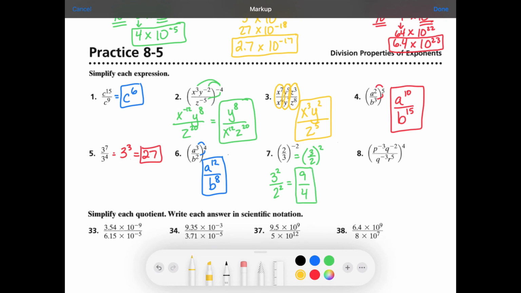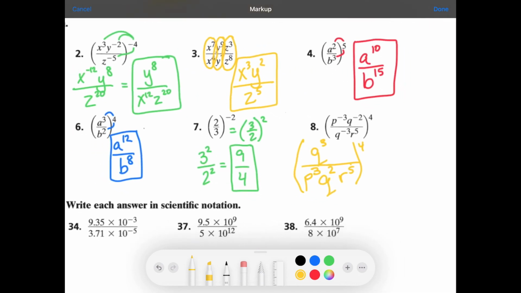So number 8, this is ridiculously tricky. But you know what? Let's go ahead and move negative exponents here. So we'll move the p to the negative 3rd to the bottom. We'll move the q to the bottom. We'll move the q down there up, and then the r can stay. So if we simplify the q's, there's one more q up top, if you did the 3 minus 2. So we'll have q over p to the 3rd, r to the 5th. Now we'll take everything to the 4th power. So q to the 4th, p to the 12th, and r to the 20th.